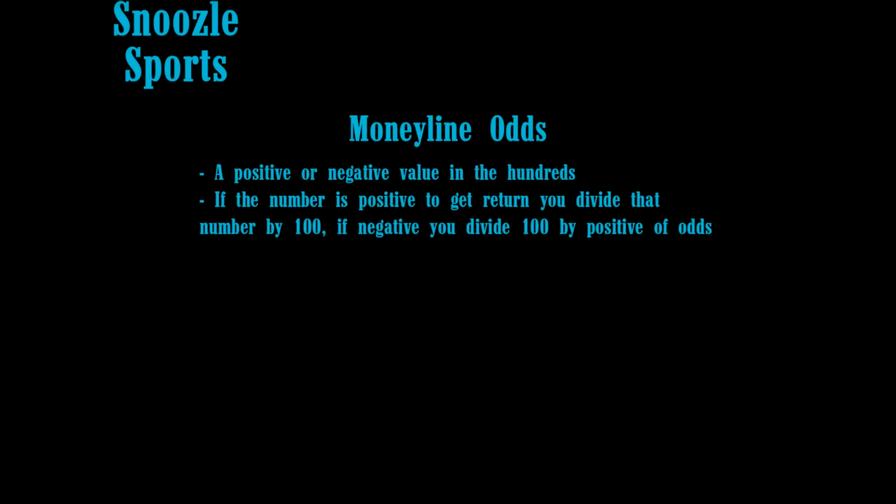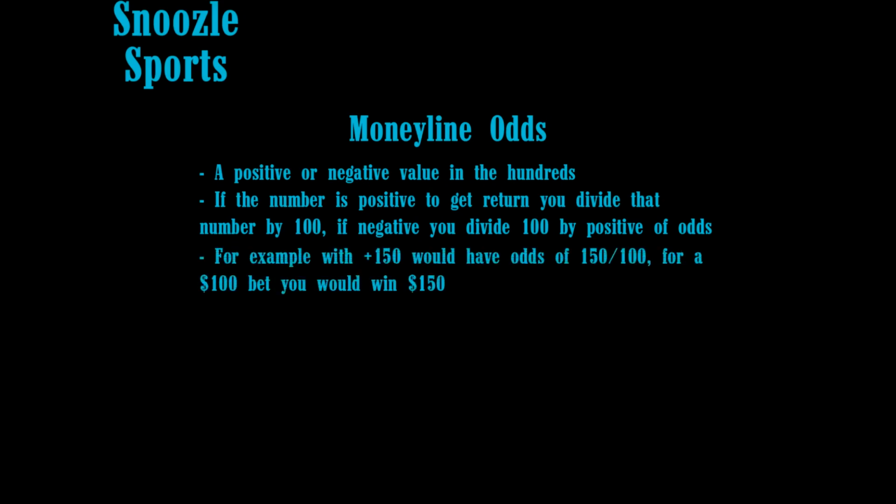And so for moneyline odds, these are kind of the most complicated values to calculate, but you have a positive and negative value that's in the hundreds. If a number is positive, to calculate your return, you divide that number by 100. I'll have an example in a second. Say it's a positive 110: 110 divided by 100 is what your return is going to be. And then if you have a negative value, you divide 100 by the positive value. So in this case, if it's negative 100, you would do this.